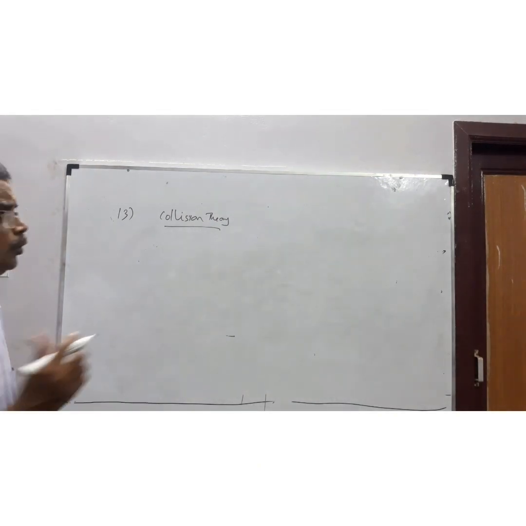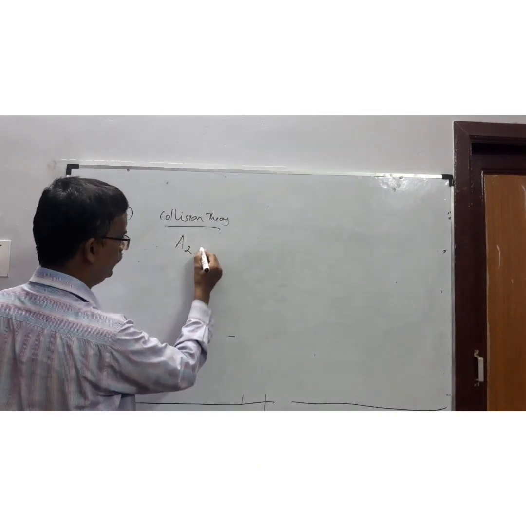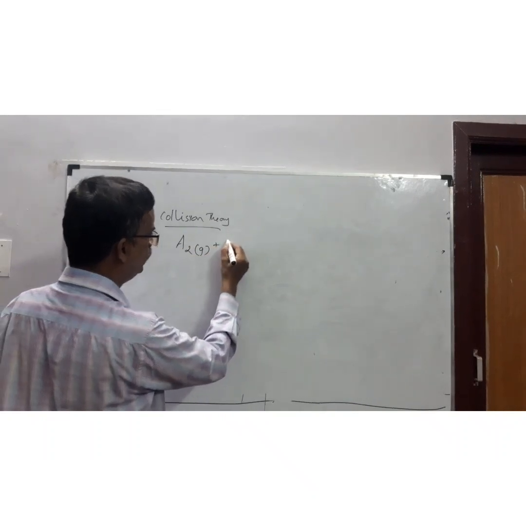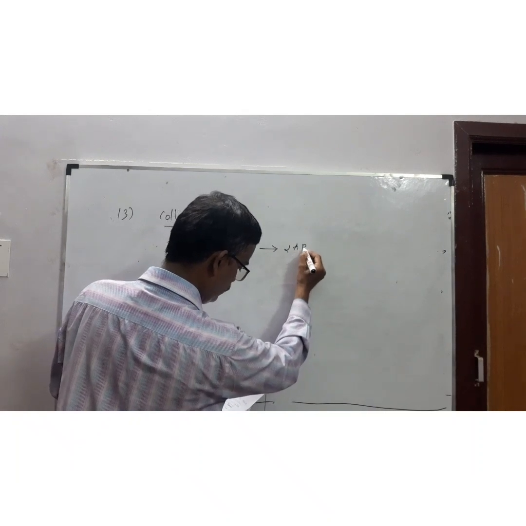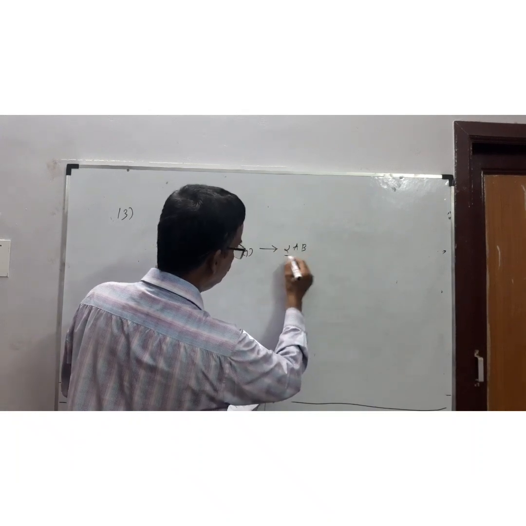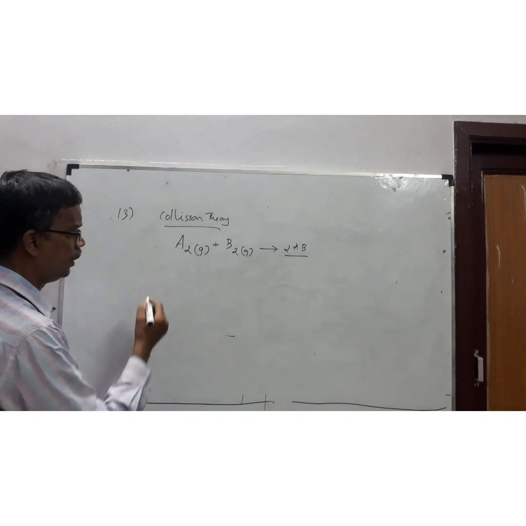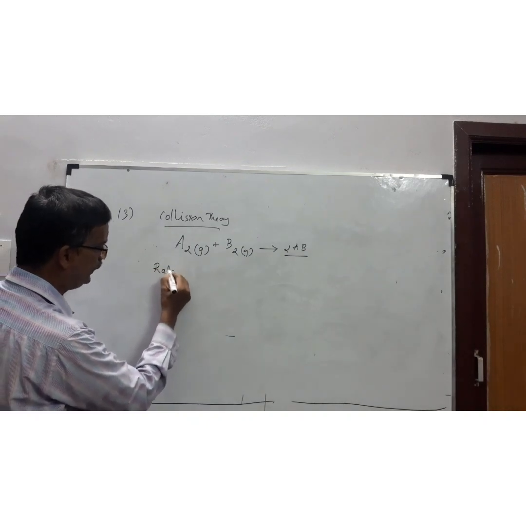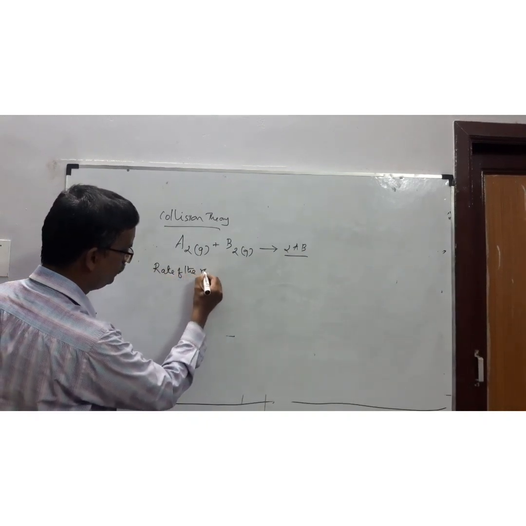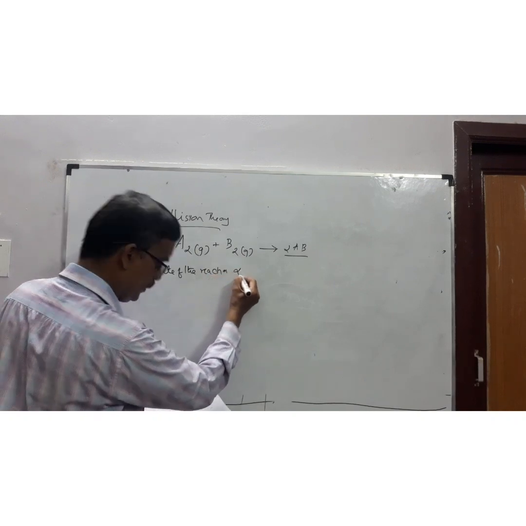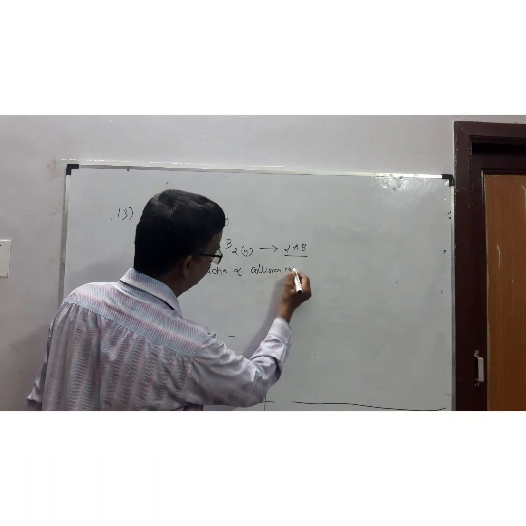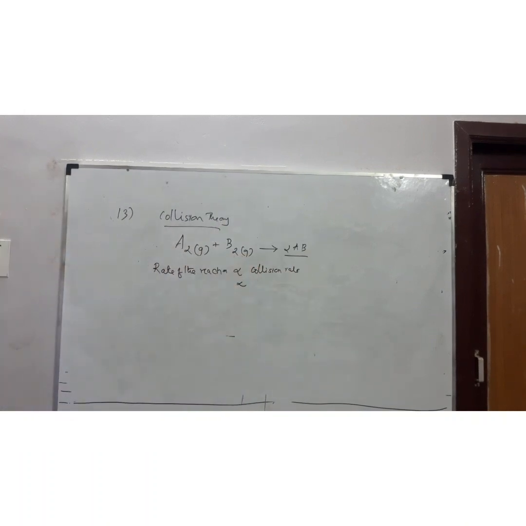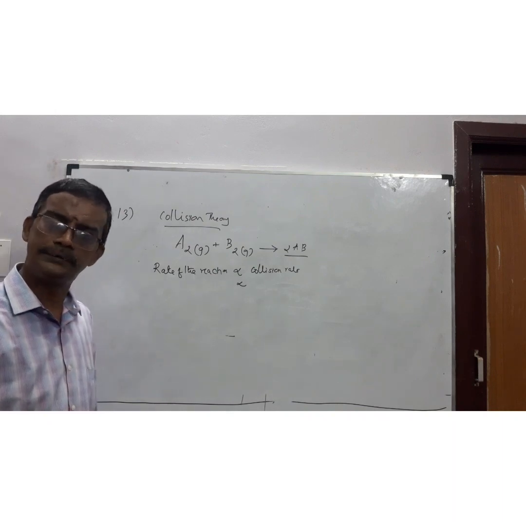Reactant molecules ஒன்றோடு ஒன்று மோதுவதால் reaction ஆகும். So A2 plus B2 gives 2AB, the product. According to this theory, the rate of the reaction is directly proportional to the collision rate.